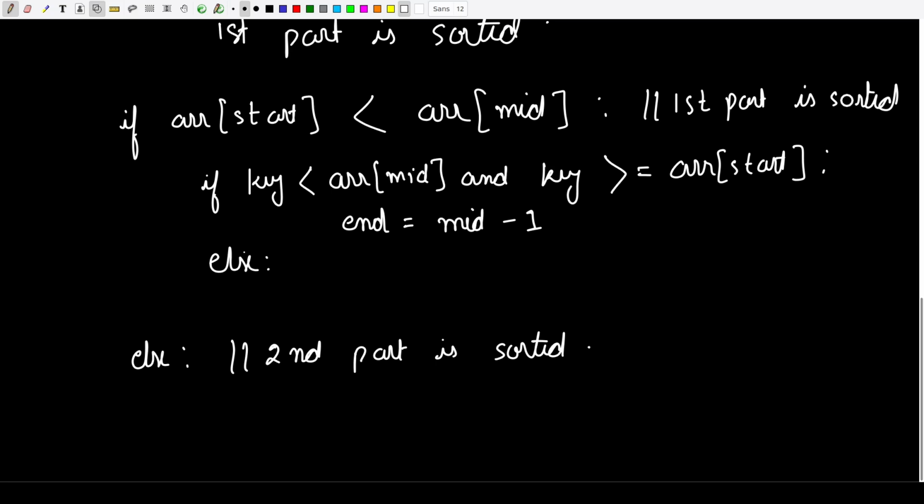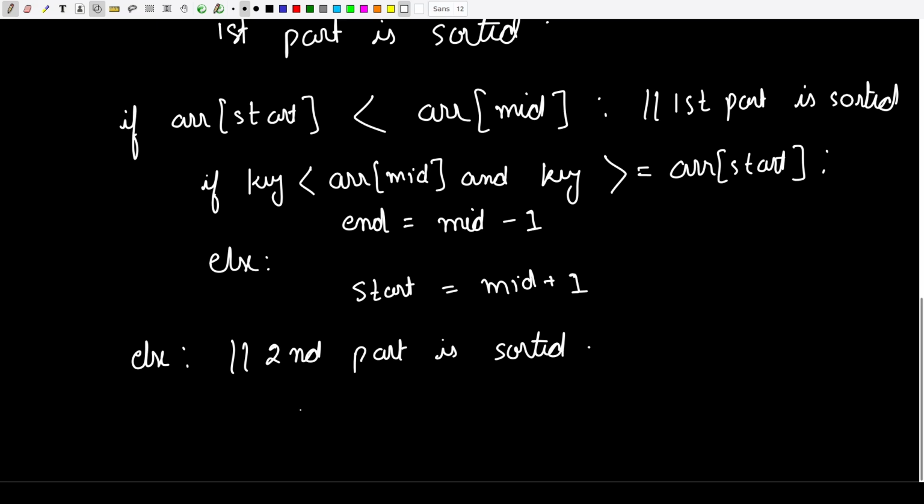Otherwise, if the first part of the array is sorted and the key does not lie within the first part, then that simply means the key lies within the second part, and we are going to search the element in the second part, which simply means start equals mid + 1.